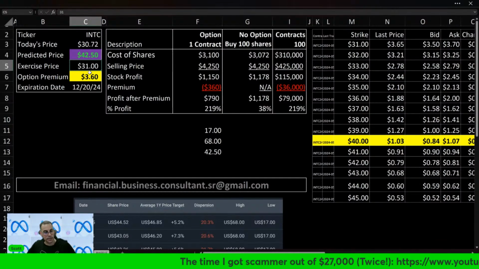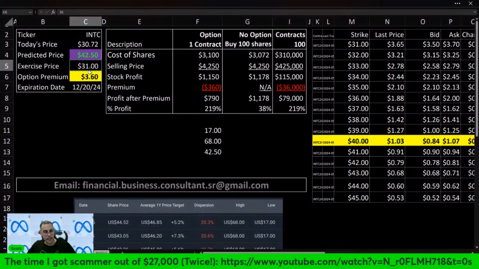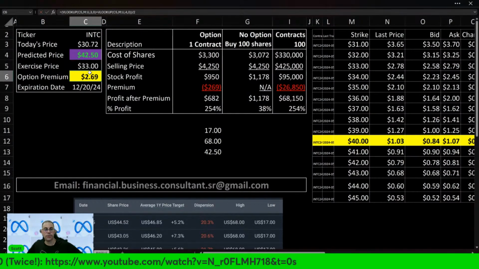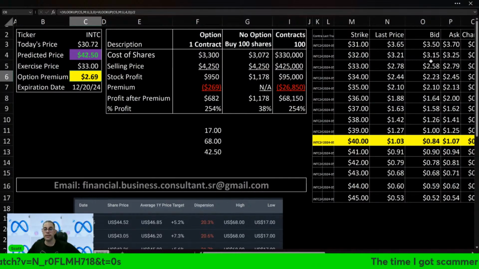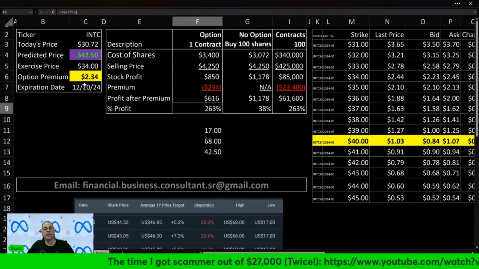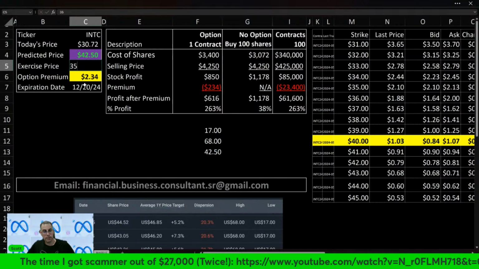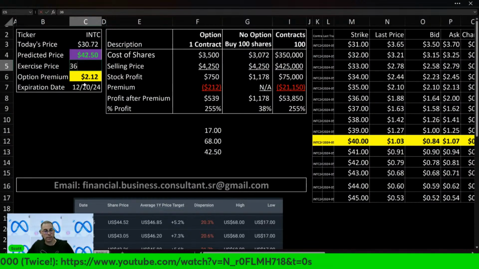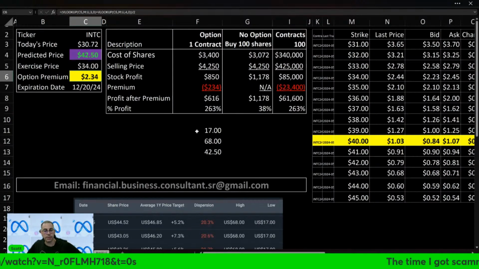Exercise price. Let's do 219%. Let's do 32. 228%. 254%. See, it's just calculating the bid ask, which we know these are the real bid ask spreads in the market. $34, that's 263%. Let's keep going. 35. So 34 is the best. 36. What was 34? 263.